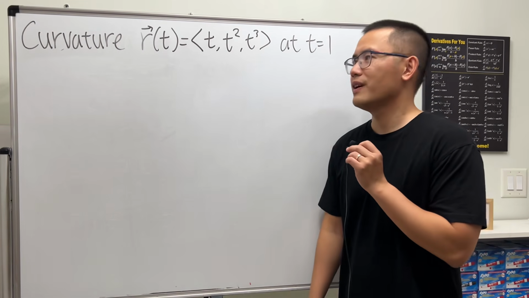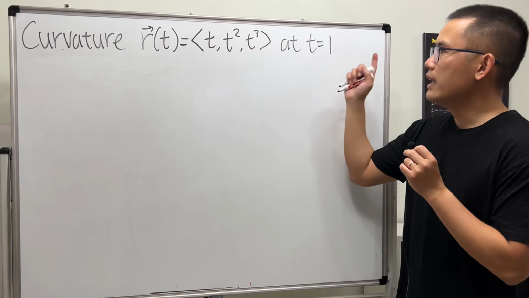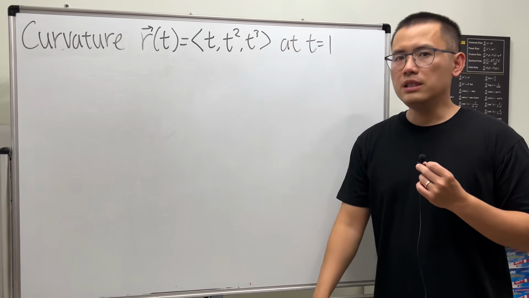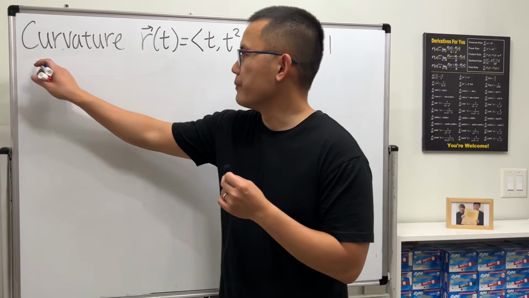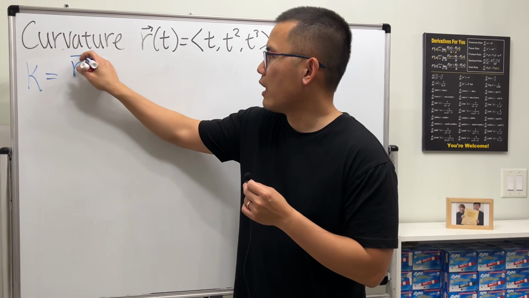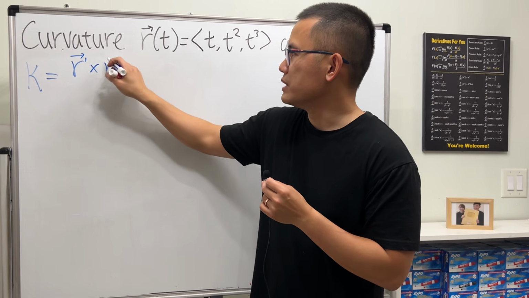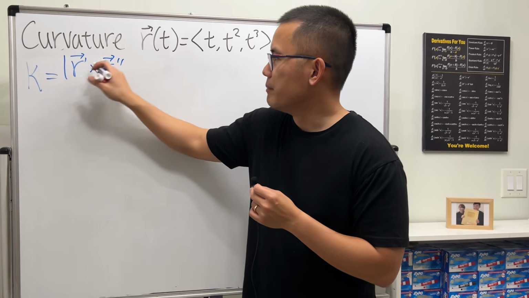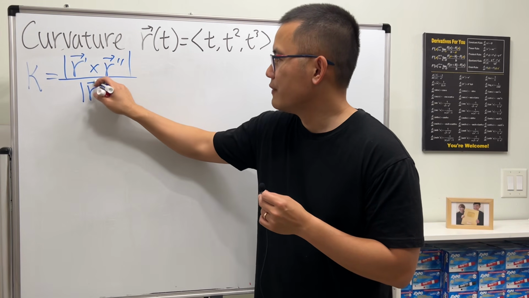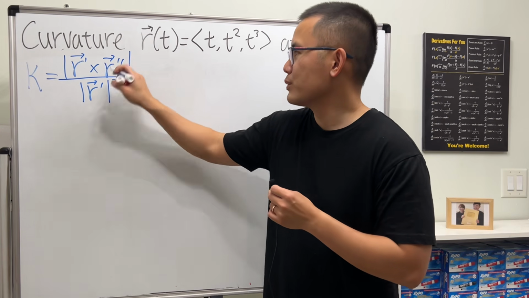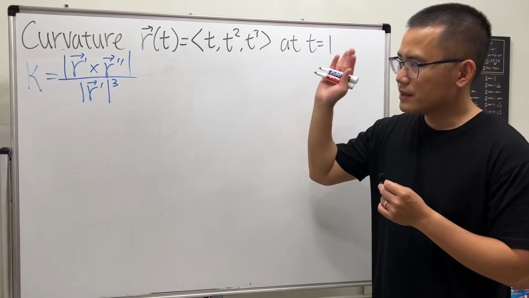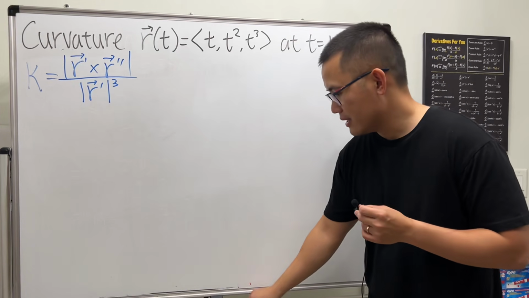Today we are going to see how to find the curvature of this vector function at t equals 1. Because we are given a vector function, it's easier if we use the following formula for the curvature. Kappa is equal to the magnitude of the first derivative of r crossed with its second derivative, divided by the magnitude of the first derivative of r raised to the third power. And of course, we have to plug in t equals 1. So let's just go ahead and get to work.